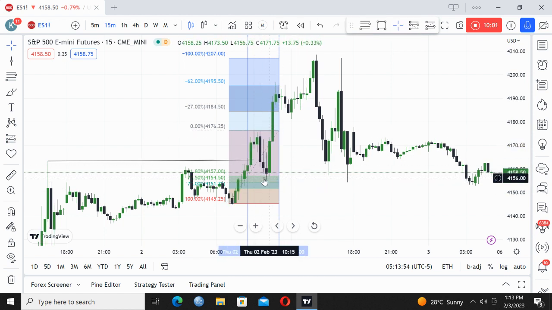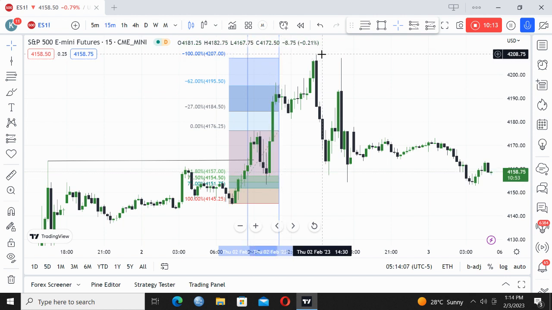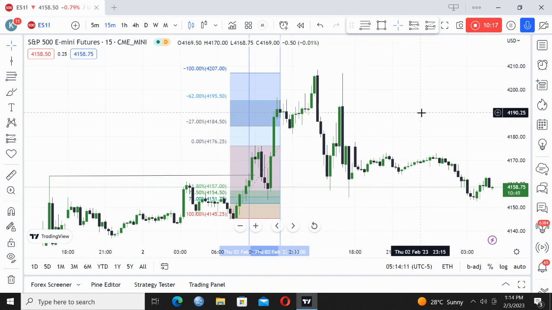You see this area, the market traded to that area, giving us an optimal trade entry and trading to the full of this range here. You see, that was yesterday. Yesterday the market was good, it performed well.